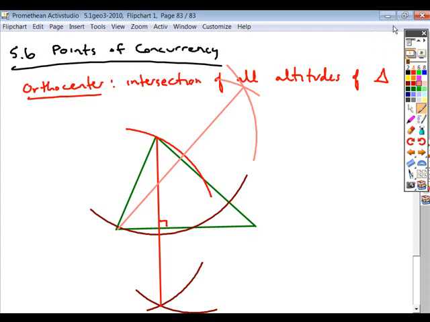Okay, and so once again, you have this altitude, this perpendicular, and so we know that our orthocenter is going to be located at this point. Okay, once again, our third, if we choose to do a third altitude, we simply use that to confirm.